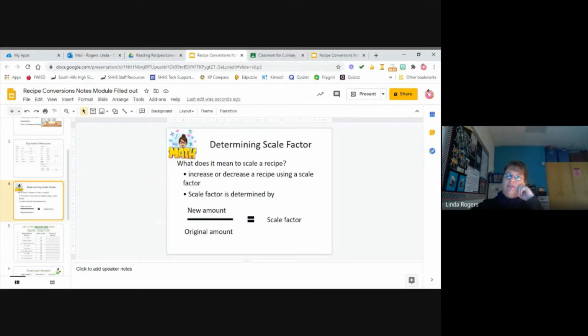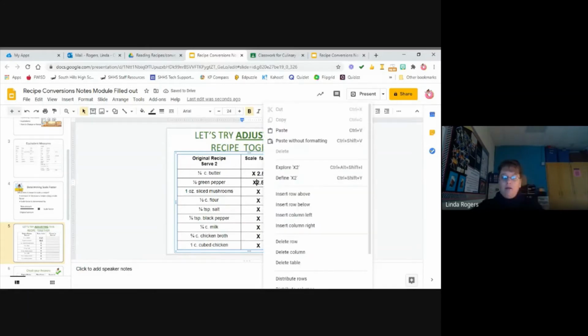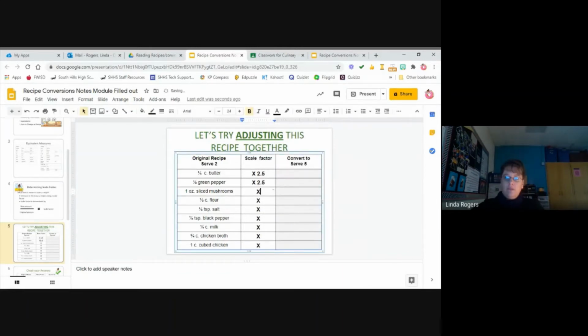Our new amount is 5. We're going to divide it by our original amount, which is 2. What are we going to get? What's our scale factor? 2.5. So right here where the X is, we're going to put 2.5 all the way down. Make sure you're putting that all the way down, just like I'm doing on mine.